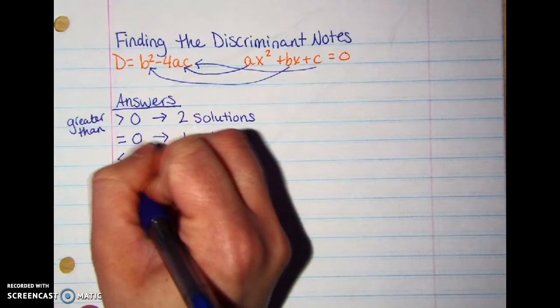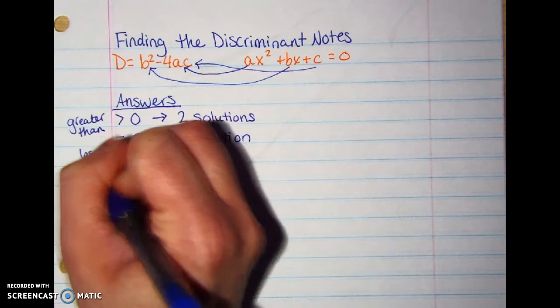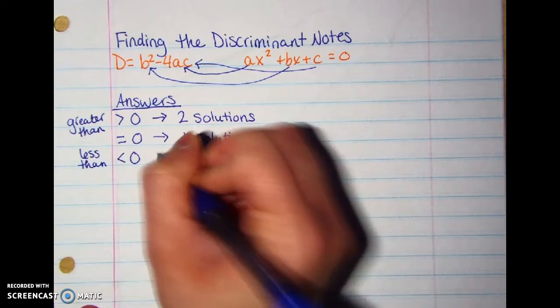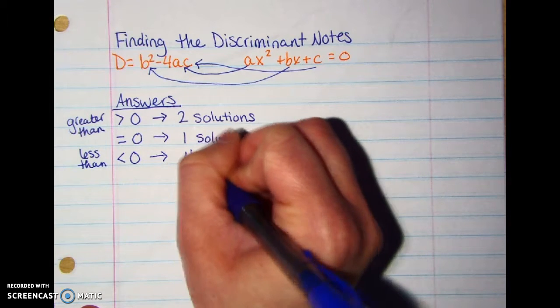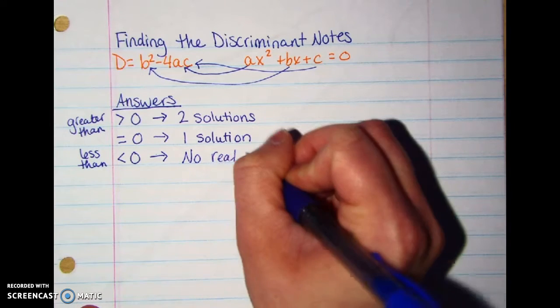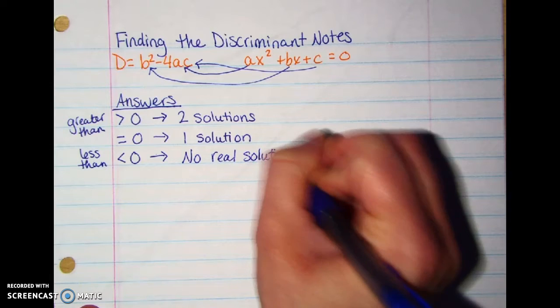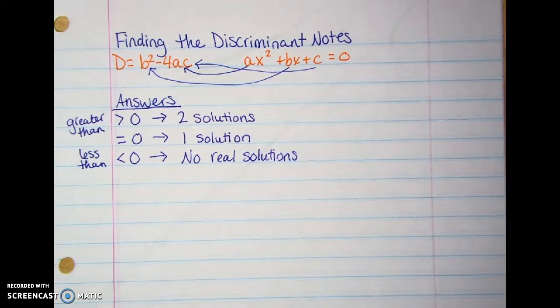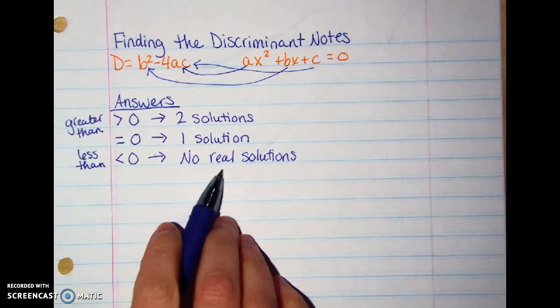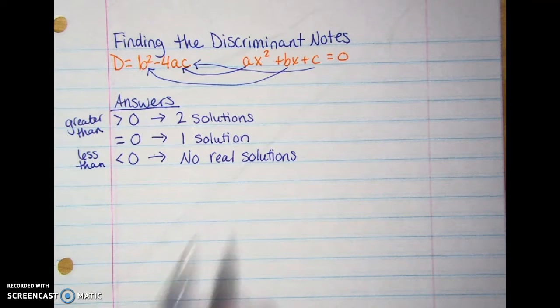And if your answer is less than 0, that means there are no real solutions. The real part is important because next year in Algebra 2 you will see that you can get imaginary solutions when you take the square root of a negative number. But for Algebra 1, we just say no real solutions. Okay, let's do a few examples.